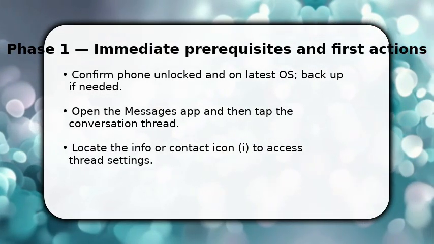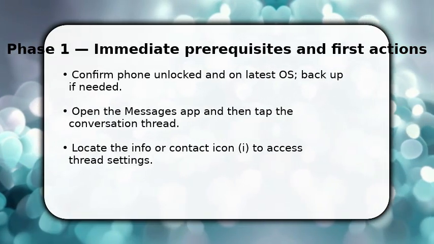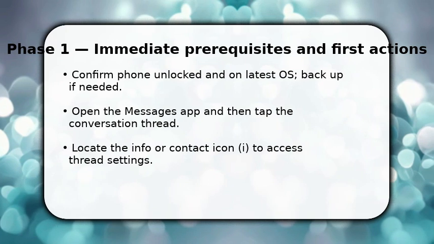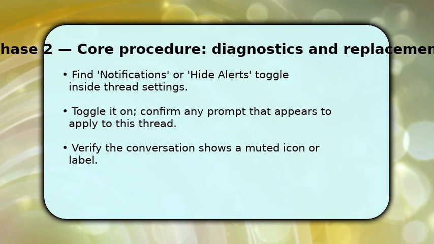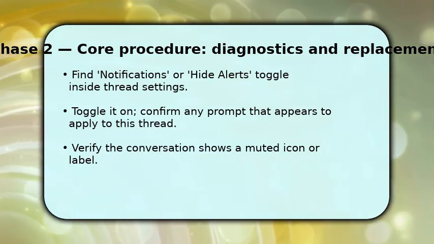This reveals thread-specific controls. You do this because app-level silencing differs from system do not disturb. Controlling at the thread prevents missed urgent alerts elsewhere. Make that first tap now, and now locate the toggle labeled Notifications, Hide Alerts, or Mute. Words vary by platform. Flip that switch to On.